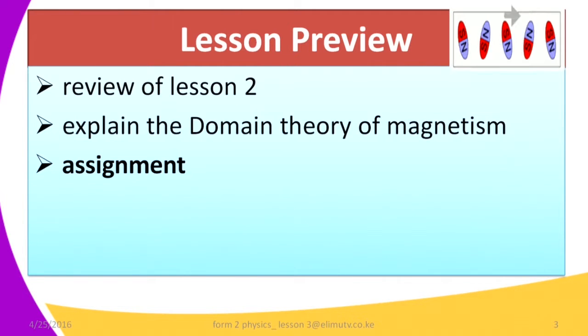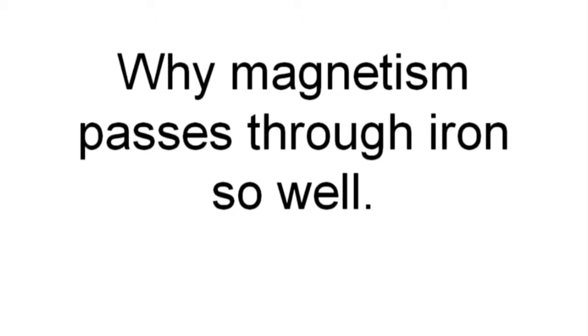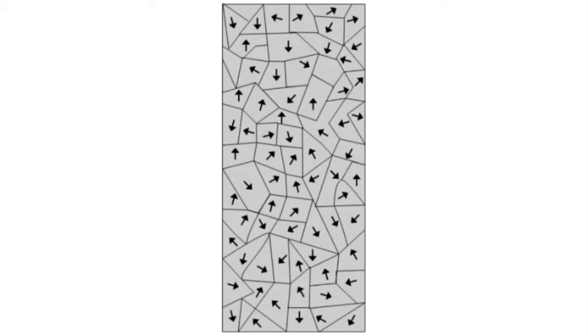To help us understand this, we want to shortly move to the lab and look at a laboratory session on the domain theory of magnetism. So let's have this in the lab. We want to look at why magnetism passes through iron so well. What makes it pass through iron so well?